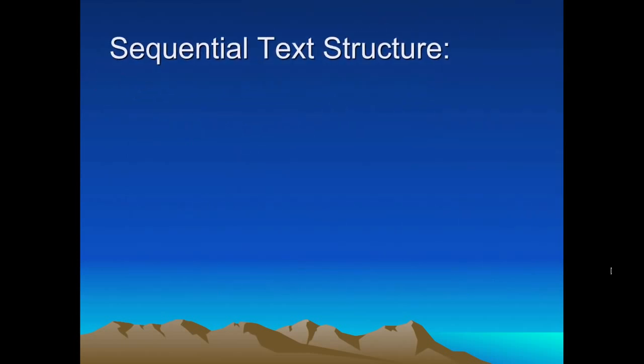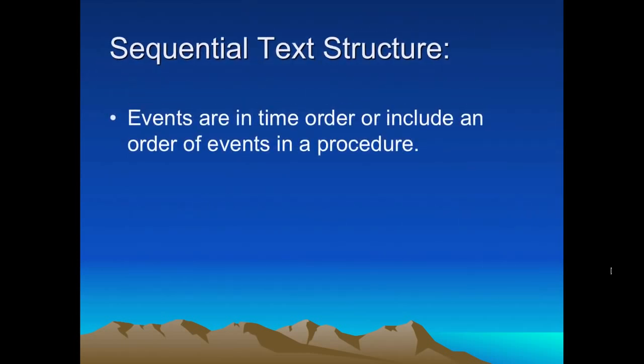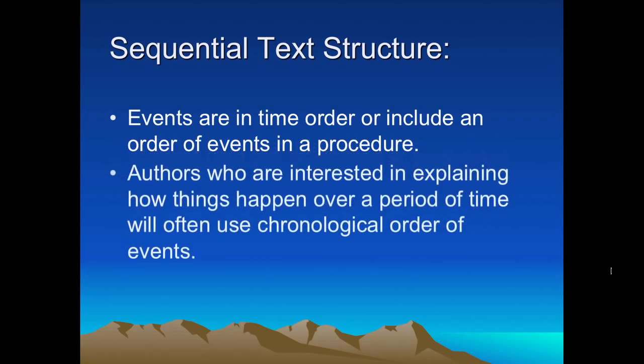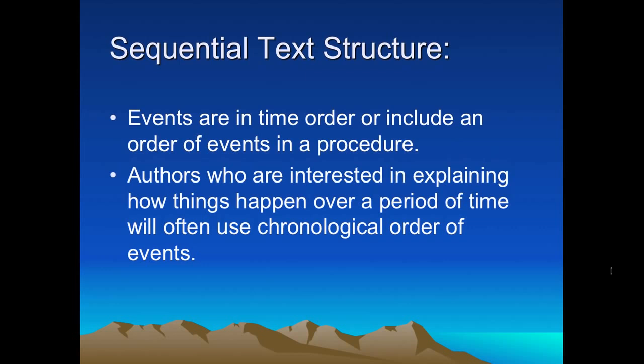There's sequential text structure. Now, in sequential text structure, events are put in time order, or they include an order of events in a procedure. Authors who are interested in explaining how things happen over a period of time often use chronological order of events, so they put them in the exact time order that they happened.